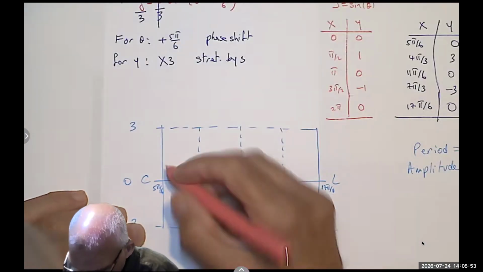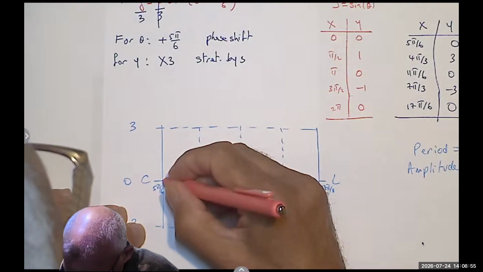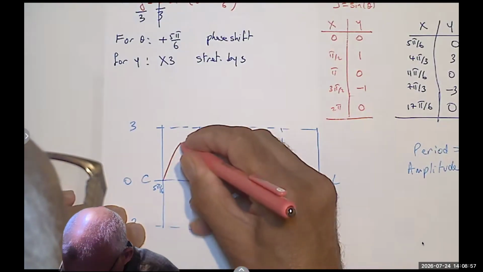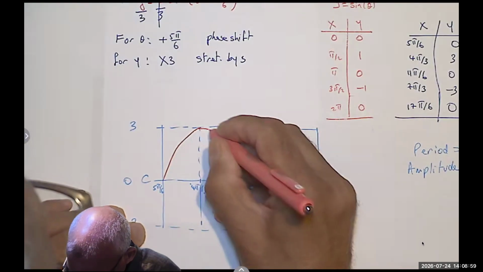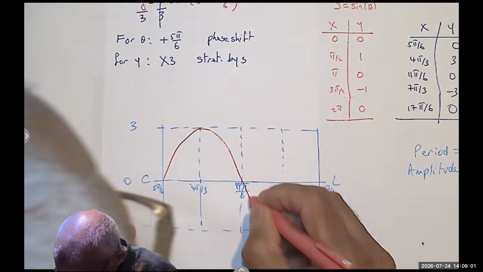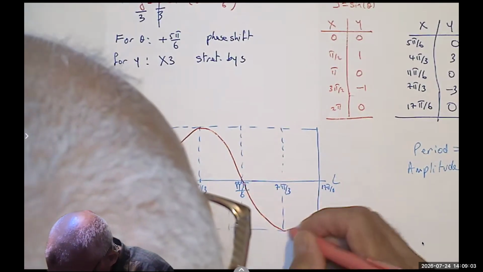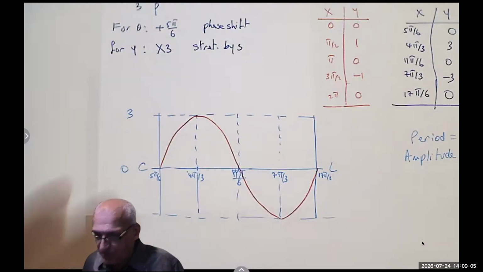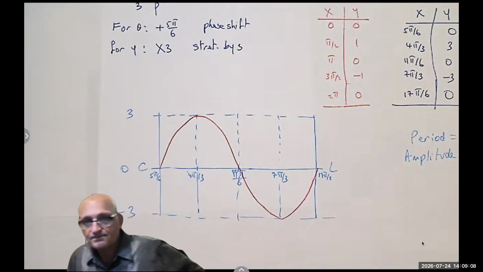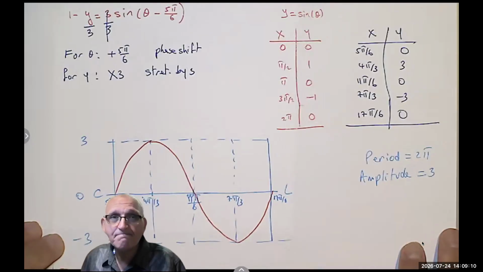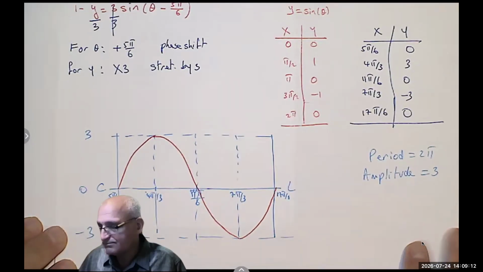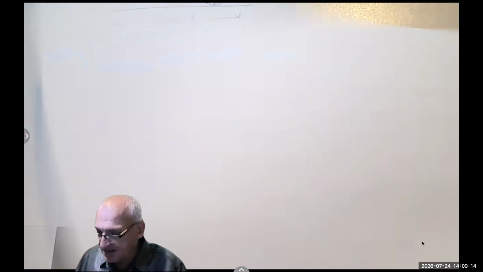So really, if you want to draw it, you start at 5 pi over 6 at 0, go up to 3, go down to 0, go down to negative 3, and then up back to 0. And that would be the answer. Okay? Nice. Let's take number 4.